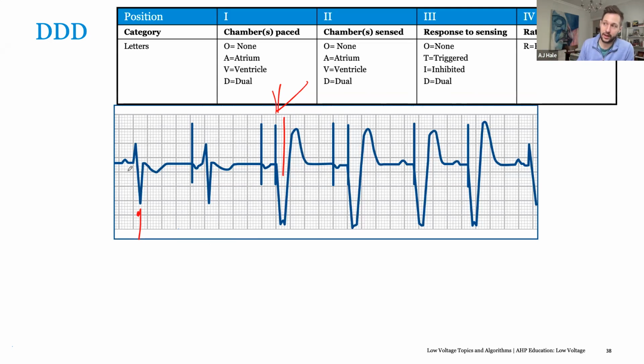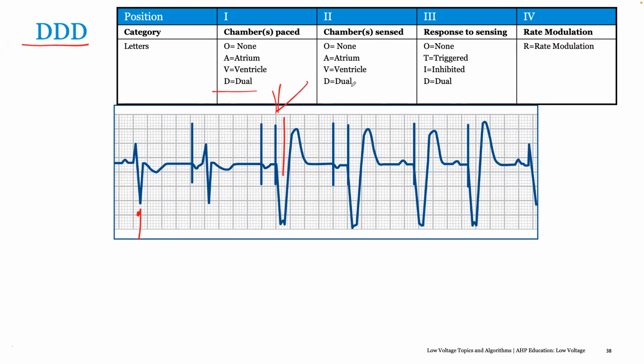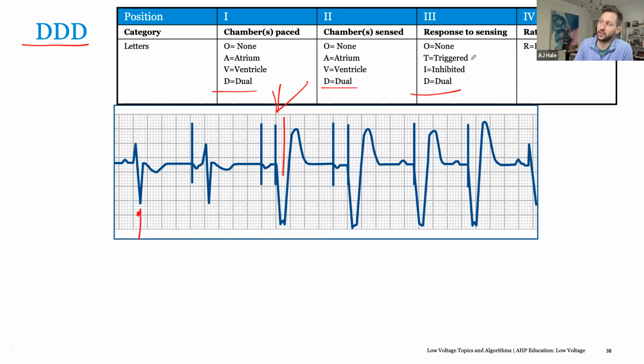So you'd asked about what mode to choose. This is going to be your gold standard mode, your DDD mode. And this means you pace in the atrium and the ventricle, you sense in the atrium and the ventricle, and you respond to sensing either by triggering or AV tracking, or inhibiting by holding a pace because something occurred intrinsically.